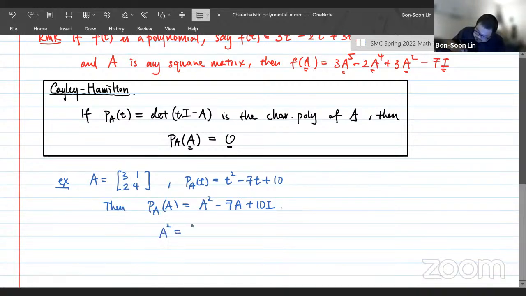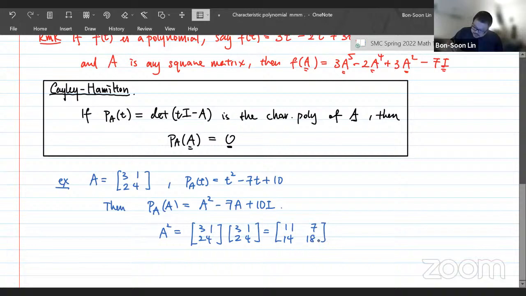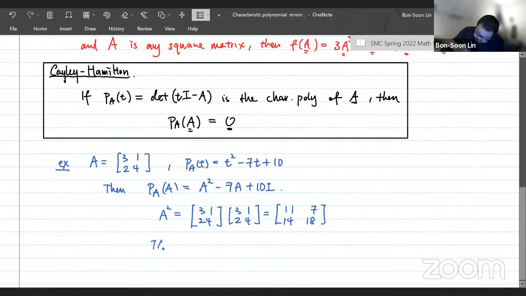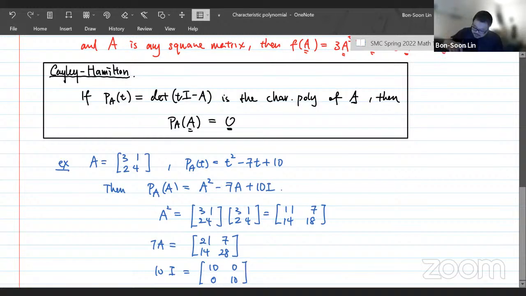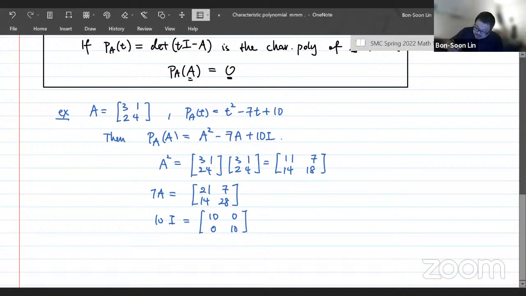So A squared is A times A, right? So squaring A, 3, 1, 2, 4 times 3, 1, 2, 4. Let's see what this is. This is 9 plus 2, so 11. 3 plus 4, that's 7. 6 plus 8, that's 14. 2 plus 16, that's 18. All right, so this is A squared. And 7A is multiply this matrix by 7, so that's 21, 7, 14, 28. And 10I is the matrix 10, 0, 0, 10, that's 10 times the identity matrix. And so if I do A squared minus 7A plus 10I, let's see what we get.